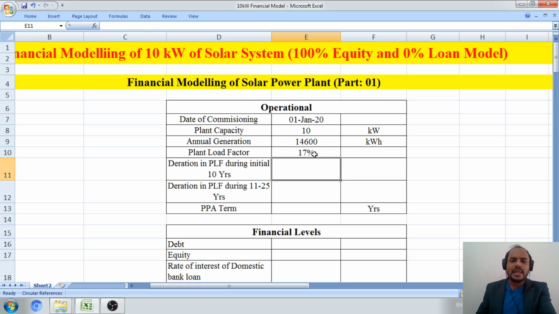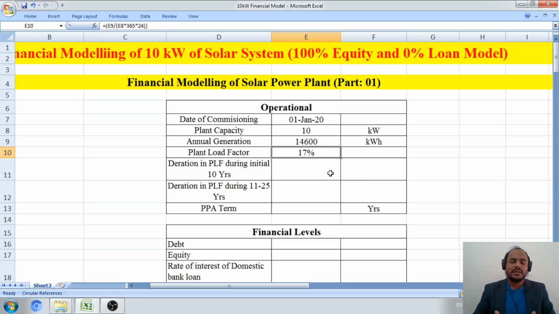So according to this calculation, we came to know the plant load factor is 17%. It means that compared to the thermal power plant, the solar power plant has a smaller window to feed electricity to the utility grid. According to that, we can analyze here. Once we have decided the plant load factor, again we have to go on to the duration in the plant load factor during the initial 10 years.